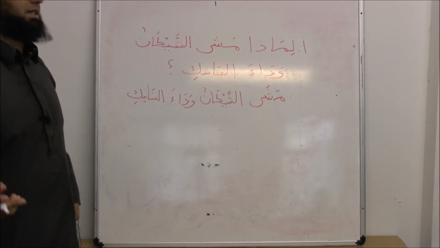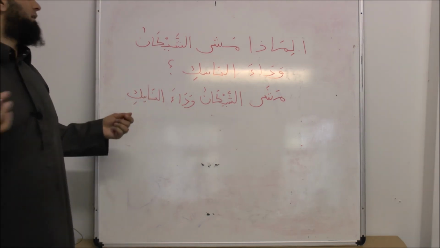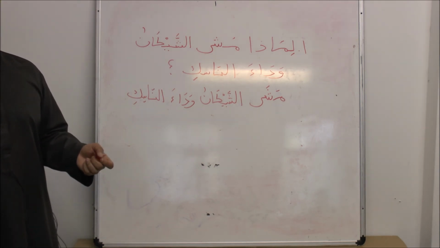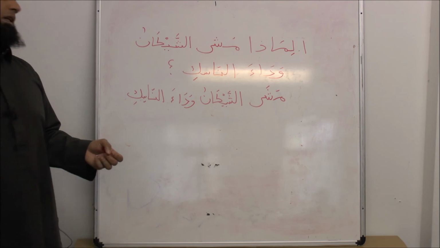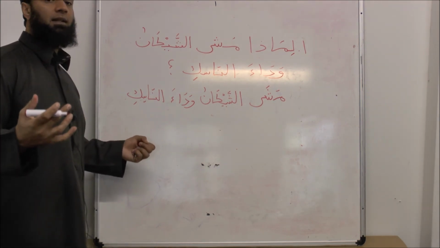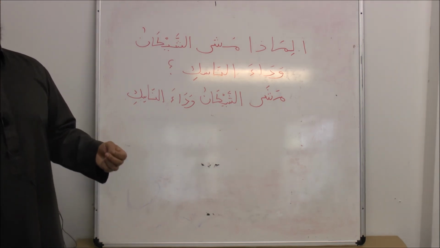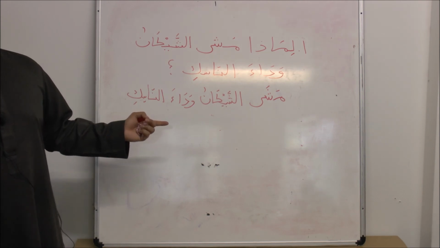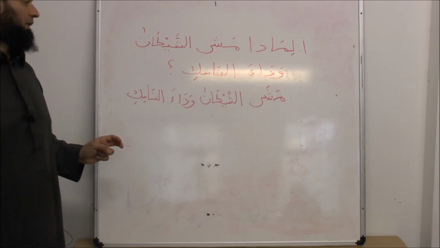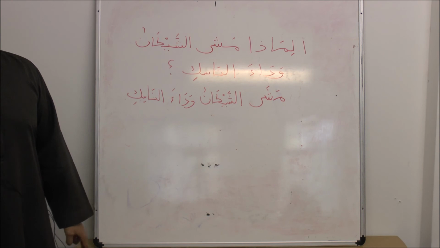Right, so how are we going to say this now? What's the answer in English? Why did the Shaitan walk behind the Nasik? Well, he went behind the Nasik because he wanted to kidnap him. So how do we say that in Arabic? Because he. What's because?